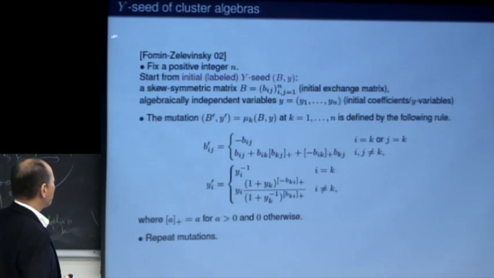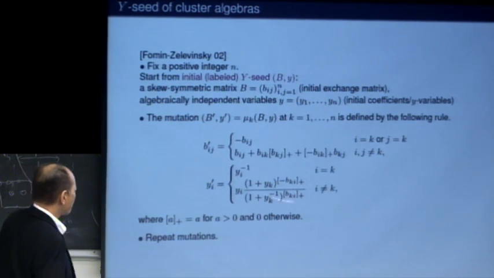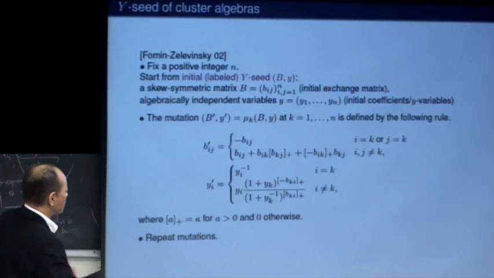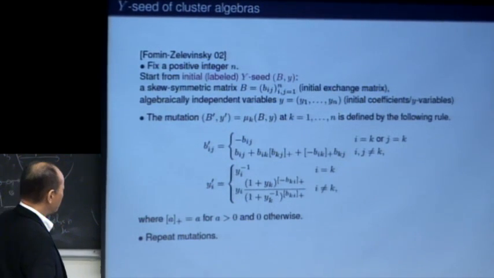First, let me recall a Y seed of a cluster algebra. Fix a positive integer n. Start from an initial labeled Y seed, which is a pair B and Y. B is a skew-symmetric matrix of size n, which is called the initial exchange matrix. And Y is an algebraically independent set of variables, Y1 to Yn. It is called the initial coefficients, but I want to call these simply Y variables. The mutation rule is as usual for B, and this is for the Y variables. And we can repeat the mutations and obtain a set of Y seeds from the initial data.